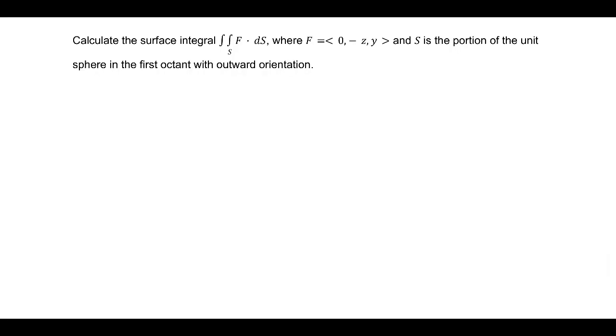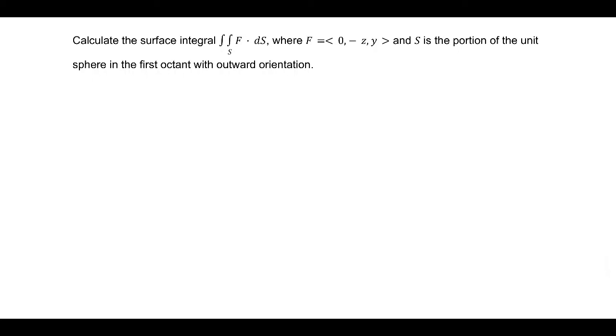Calculate the surface integral, the double integral over the surface S of F dotted with dS, where F is equal to the vector ⟨0, -z, y⟩, and S is the portion of the unit sphere in the first octant with outward orientation.